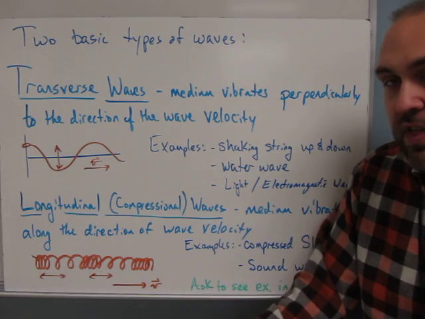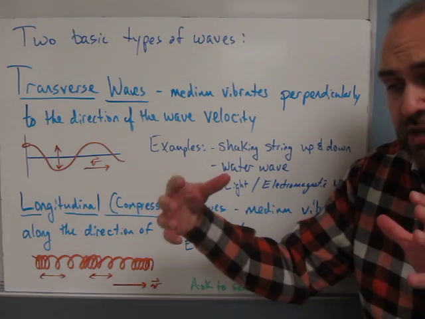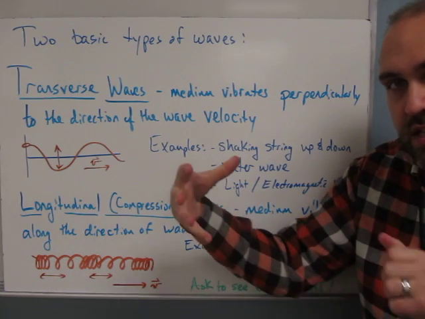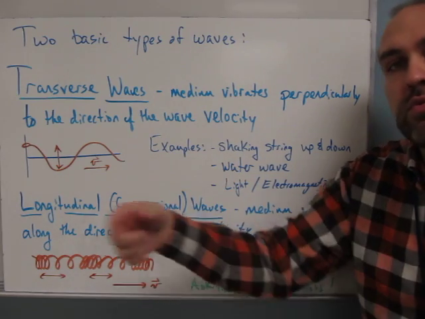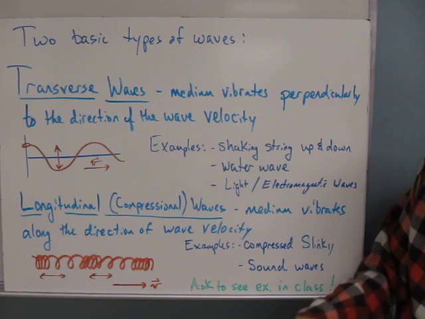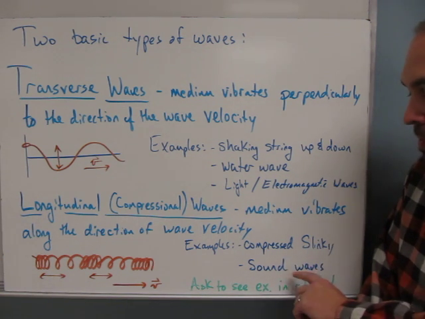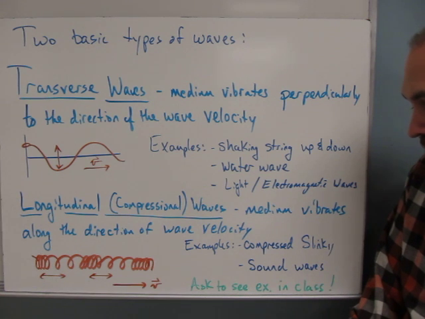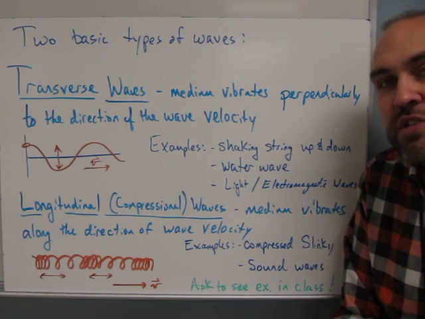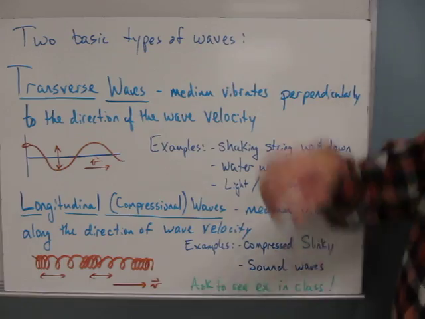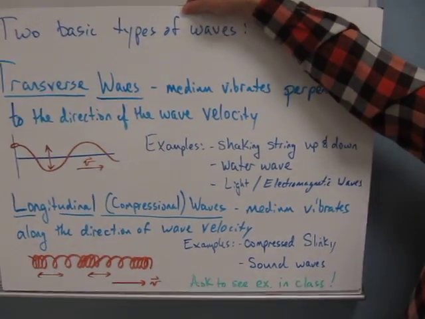A good example of that is if you take a big slinky and you compress it and then release, that compressional pulse will travel down the length of the slinky. So a compressed slinky and sound waves are our other prime examples of longitudinal waves. So remind me to show some demos of those in the classroom when you come back the next day.